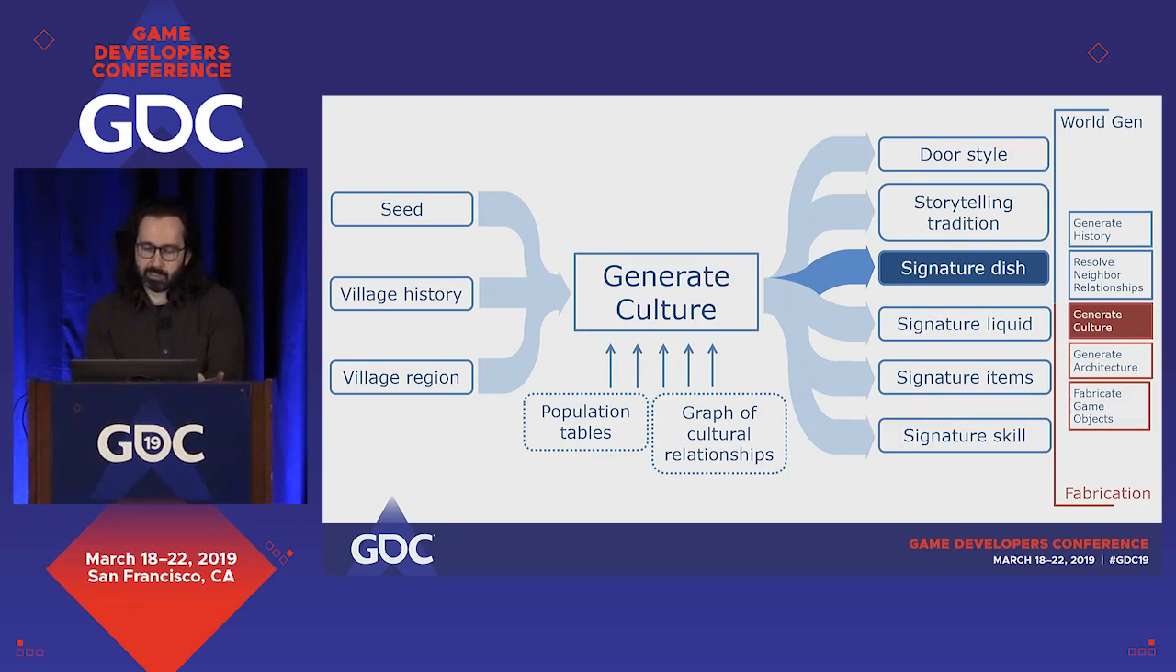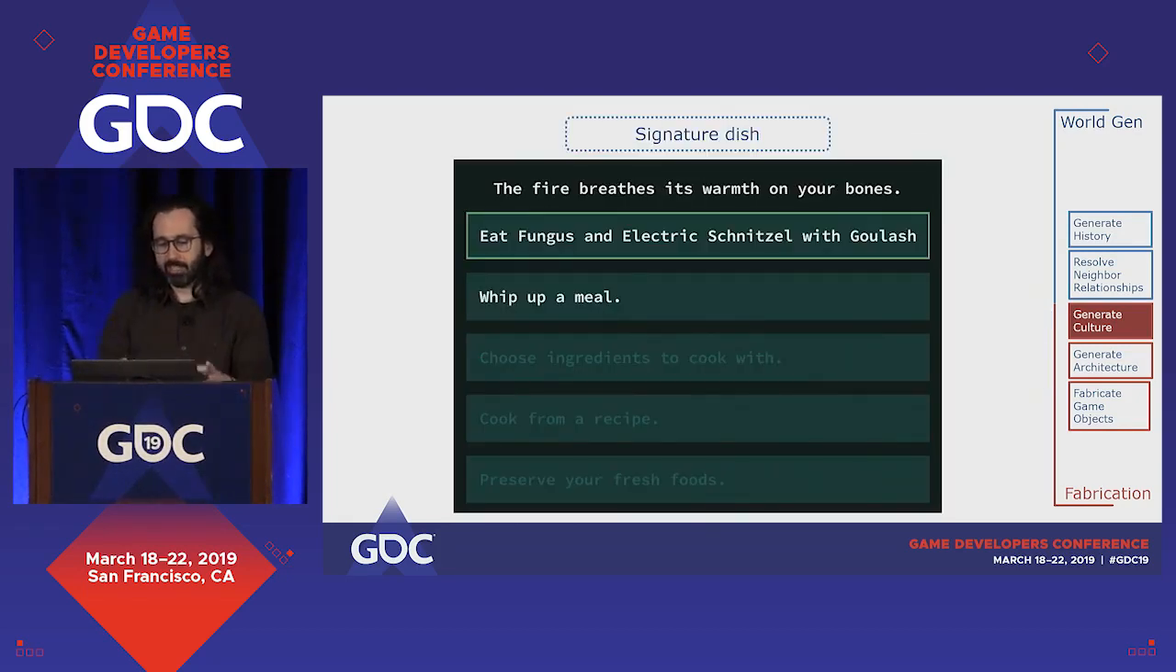So let's pick a signature dish. We really wanted to make food important in Caves of Cud. We wanted to play and replicate the idea that food is an important aspect of culture that's often overlooked in games. So each village actually has a signature dish that they're known for cooking. You can walk up to their oven and eat their dish. This village is known for their fungus and electric schnitzel with goulash.